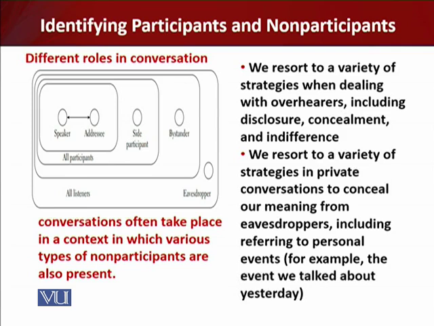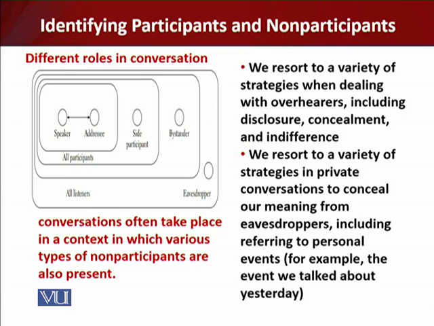Then you have another circle on your right. You can see on your side you have a side participant. Then next to it you have a bystander, who is maybe a kind of side participant. And then in the last column you have an eavesdropper, who is an overhearer. So as you can see, the roles move from active participation to less active participation to non-participants, and that is how these different participants play their role.